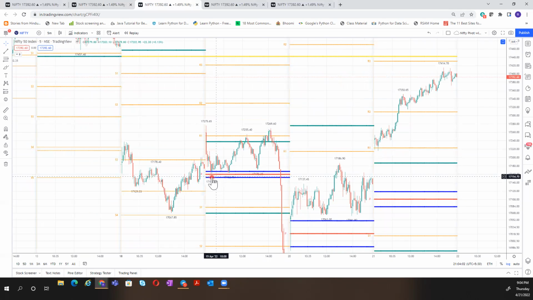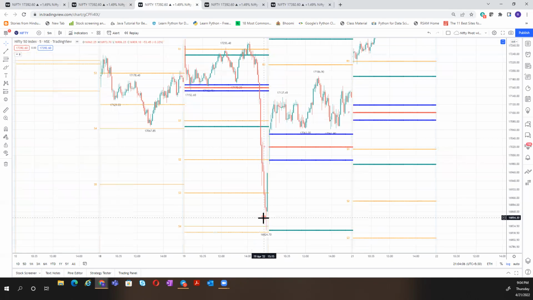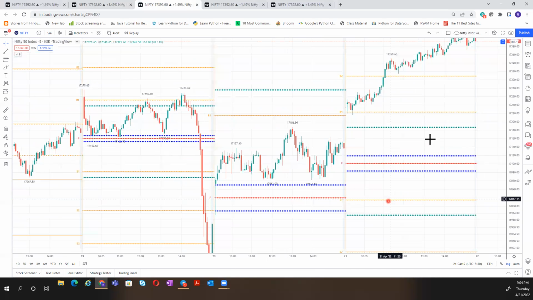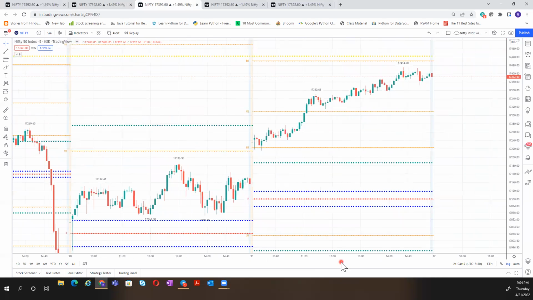Day before yesterday, CPR broken, S1 broken. Below S1, you have a sharp fall. Now, these things, there is no other indicator in the world which can tell you so accurately. And this is applicable to all instruments. Now, we are talking about what?